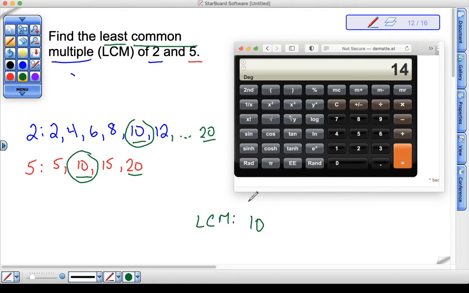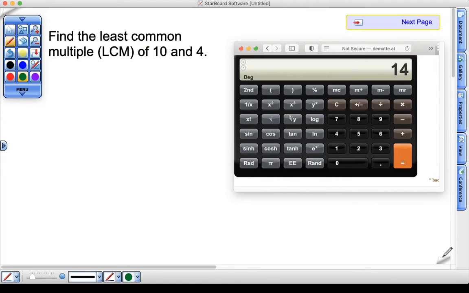Okay, let's try another example. Now let's find the least common multiple of 10 and 4. So I'm going to start over and write down that I have 10. I'll put that over in blue.